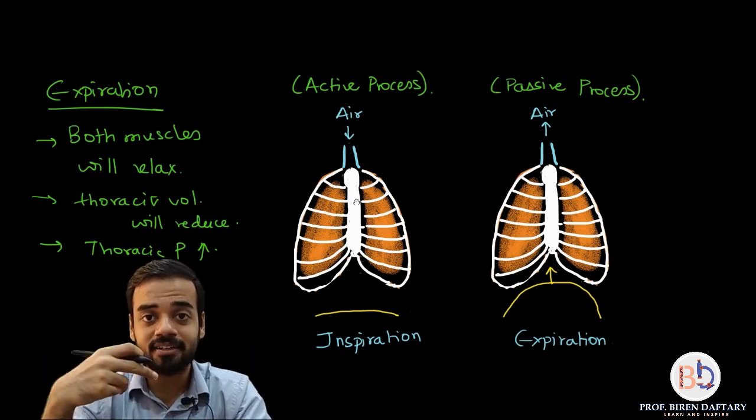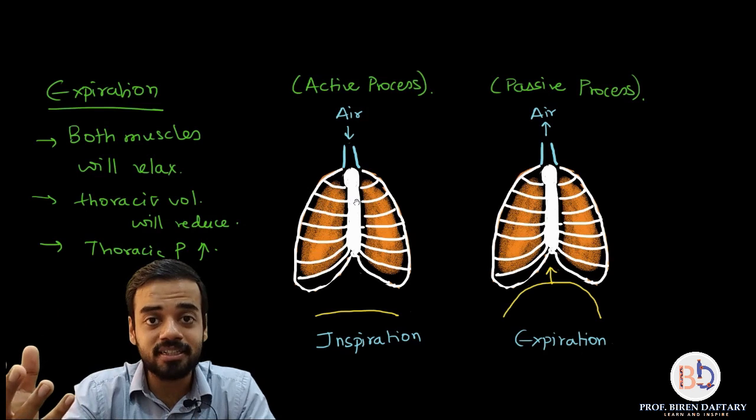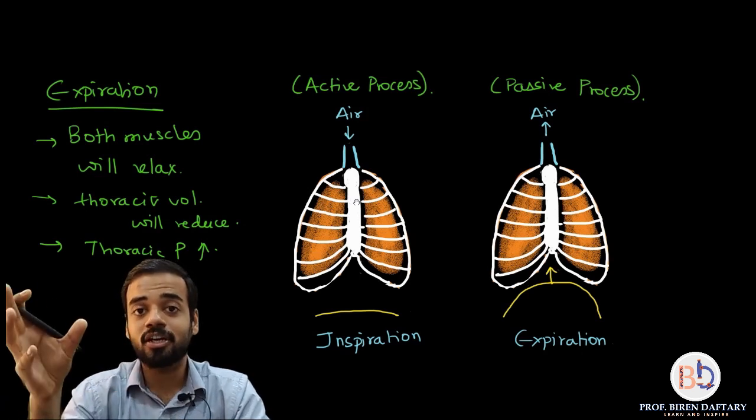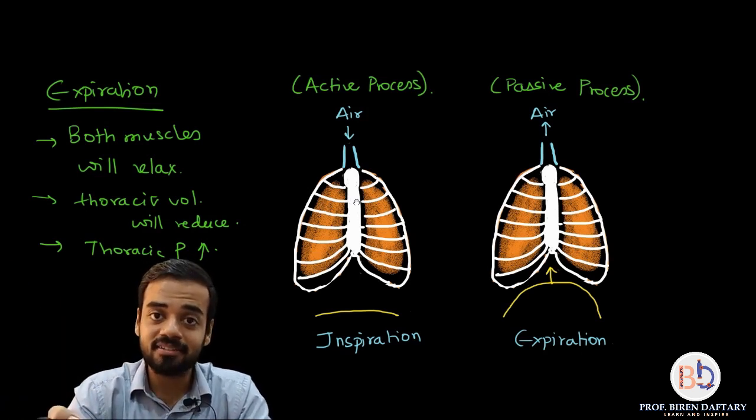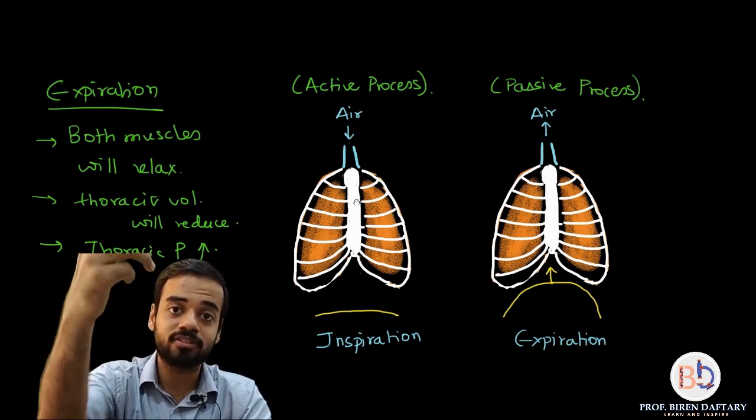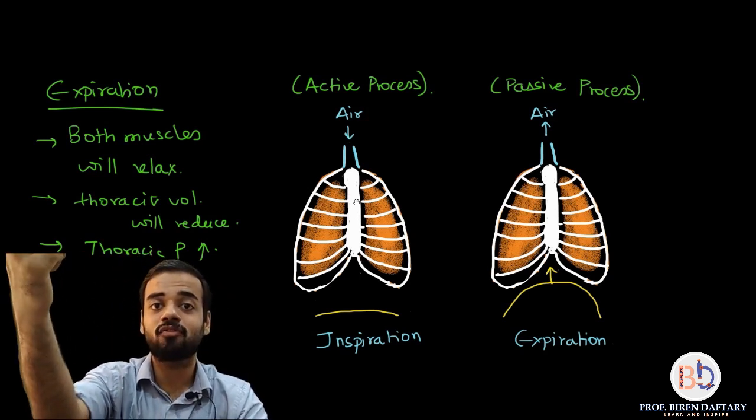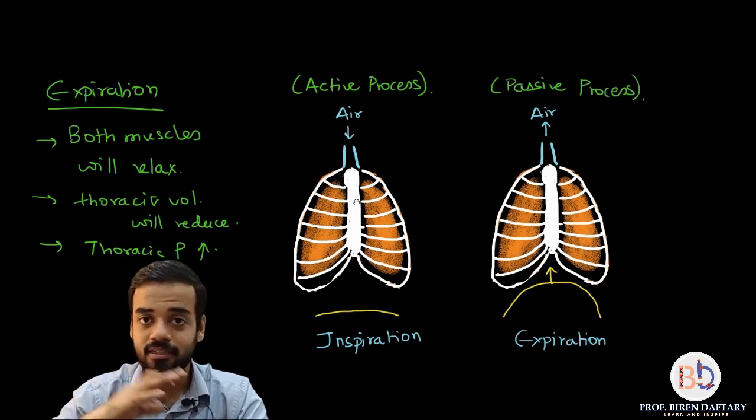How will air enter the lungs? Since the volume has increased, the pressure has decreased. So now air pressure inside the lungs is less, air pressure outside in the environment is more, air will flow from outside to inside. Is this clear?